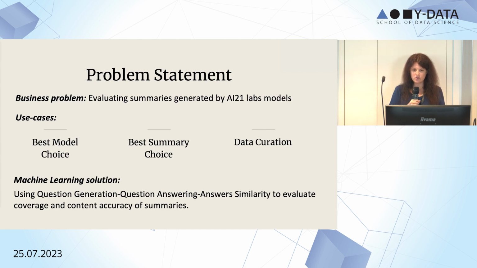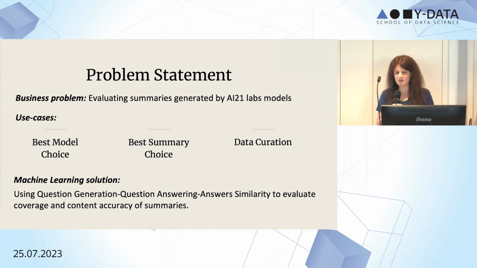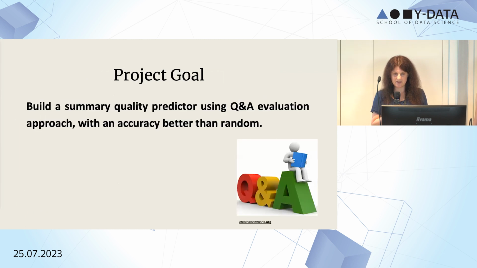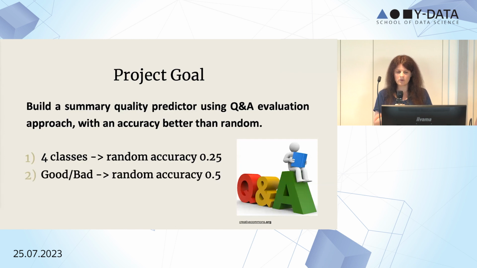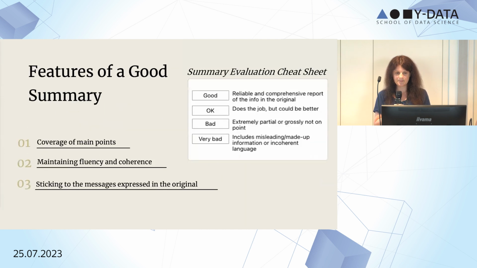Our machine learning solution of this business problem is using the approach named question generation, question answer similarity to evaluate coverage and content accuracy of the summaries. Our project goal was to build a summary quality predictor using questions and answers evaluation approach with an accuracy better than random. So what is random accuracy? As we had 4 classes in our dataset, our random accuracy was 0.25, and in case of 2 classes, so we have good summary or bad summary, the random accuracy is 50%.